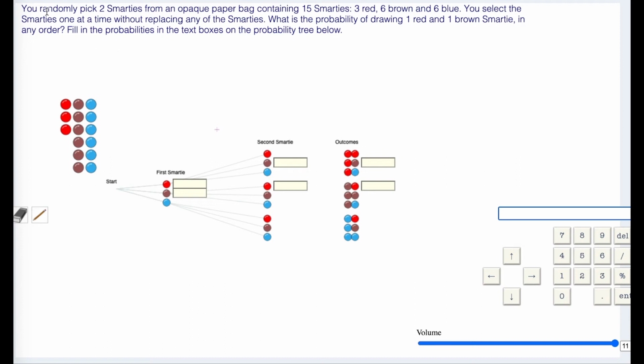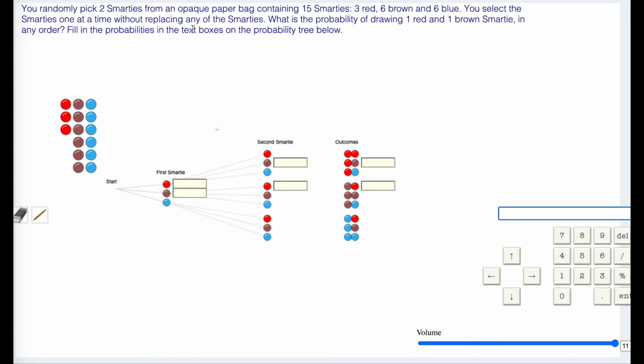Here's a level 6 type question. You randomly pick 2 Smarties from an opaque paper bag containing 15 Smarties. 3 are red, 6 are brown, and 6 are blue. You select the Smarties one at a time without replacing any of the Smarties. What is the probability of drawing 1 red and 1 brown Smartie in any order?